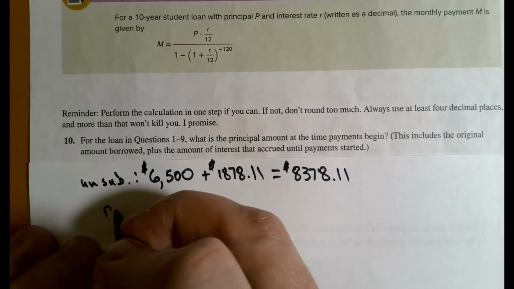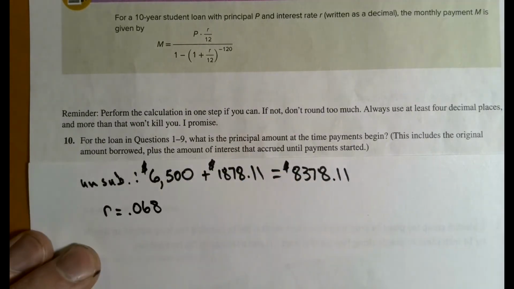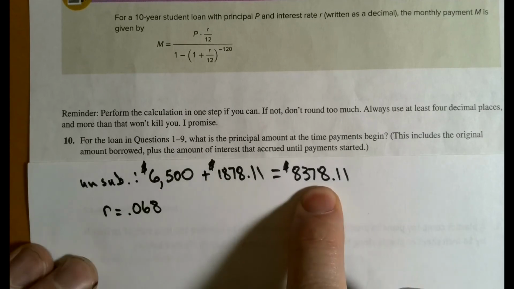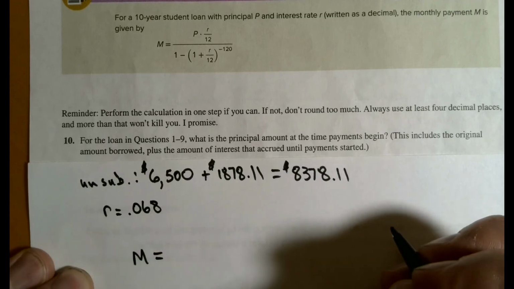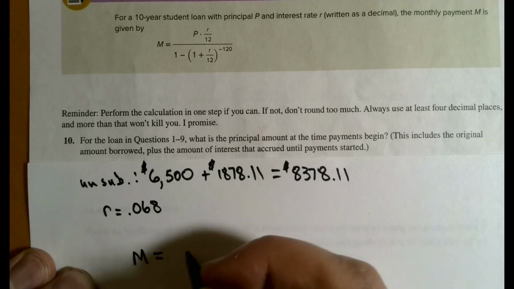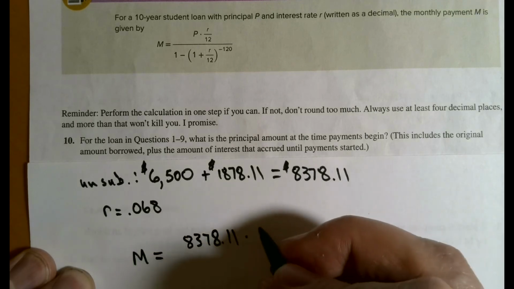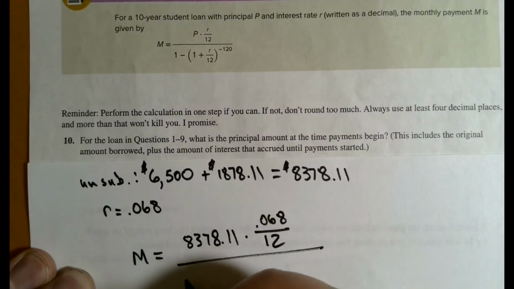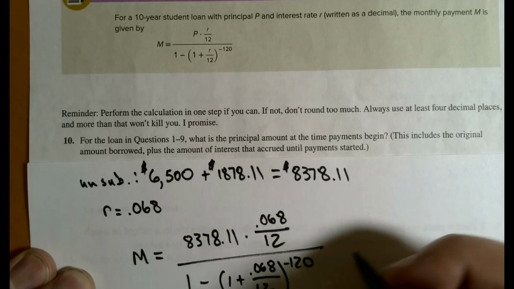Recall that the interest rate, that simple interest rate we were using before, was 0.068. So now we have to figure out how much we have to pay a month to pay this off in 120 months when there's 6.8 percent interest being accrued as we work through it. So here comes the monthly payment formula. This is our P, 8,378.11, times our rate, 0.068, cut into 12 equal payments for 1 year, over 1 minus the quantity 1 plus that rate again, cut into 12, raised to the number of payments we're going to make.